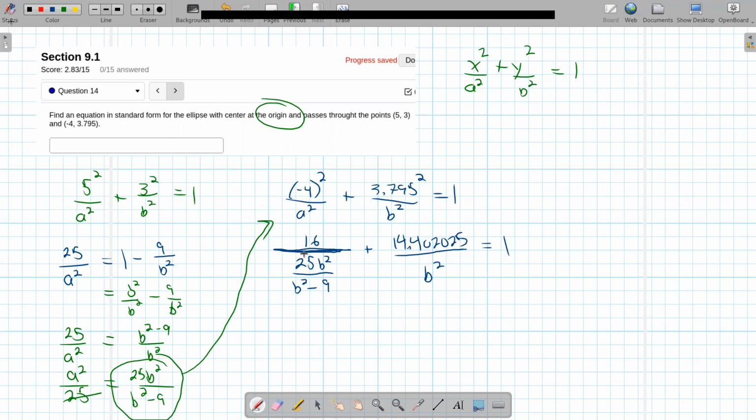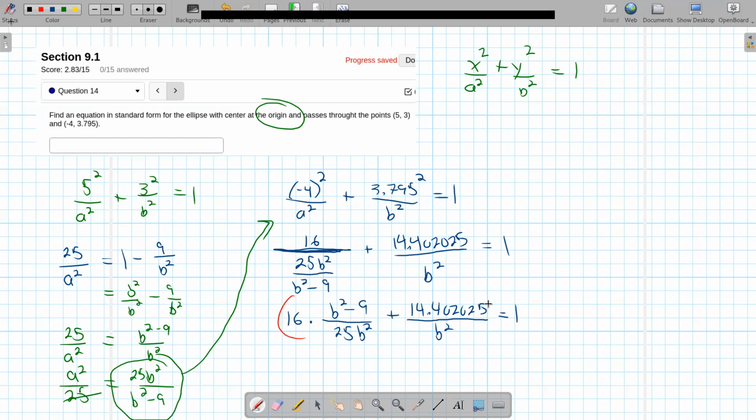All right, so we have a fraction within a fraction. To clean that up, we'll multiply by the reciprocal of this bottom one. So that's going to give me 16 times the reciprocal, b squared minus 9 over 25 b squared, plus 14.402025 over b squared equals 1. And I think what I'd like to do next is to get the b squared out of the bottom, so we'll multiply both sides by b squared.